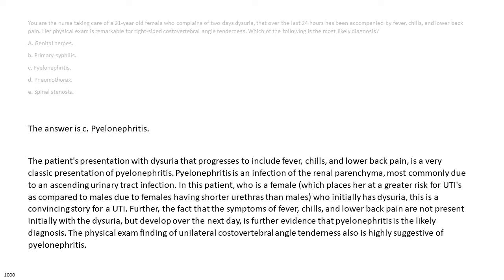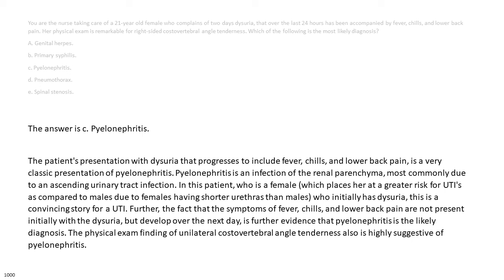The answer is C. Pyelonephritis. The patient's presentation with dysuria that progresses to include fever, chills, and lower back pain is a very classic presentation of pyelonephritis. Pyelonephritis is an infection of the renal parenchyma, most commonly due to an ascending urinary tract infection. In this patient, who is a female, which places her at a greater risk for UTIs as compared to males due to females having shorter urethras than males, who initially has dysuria, this is a convincing story for a UTI.